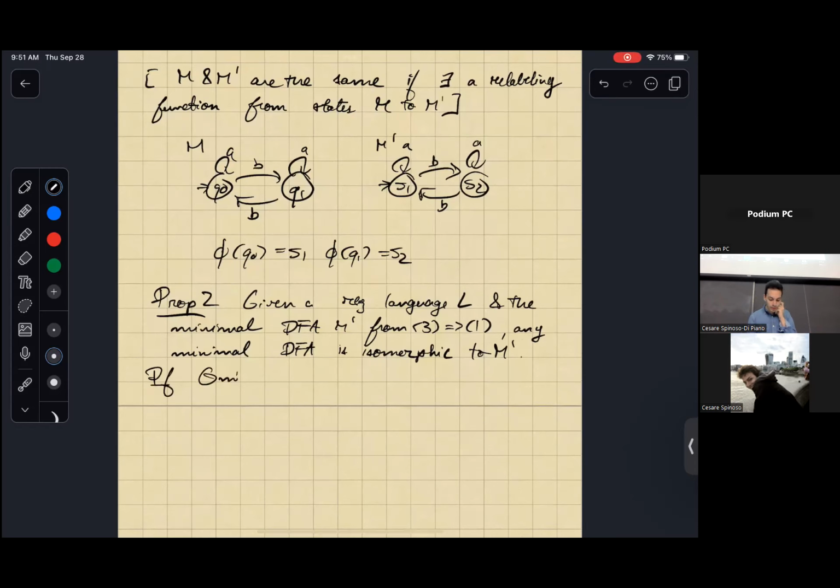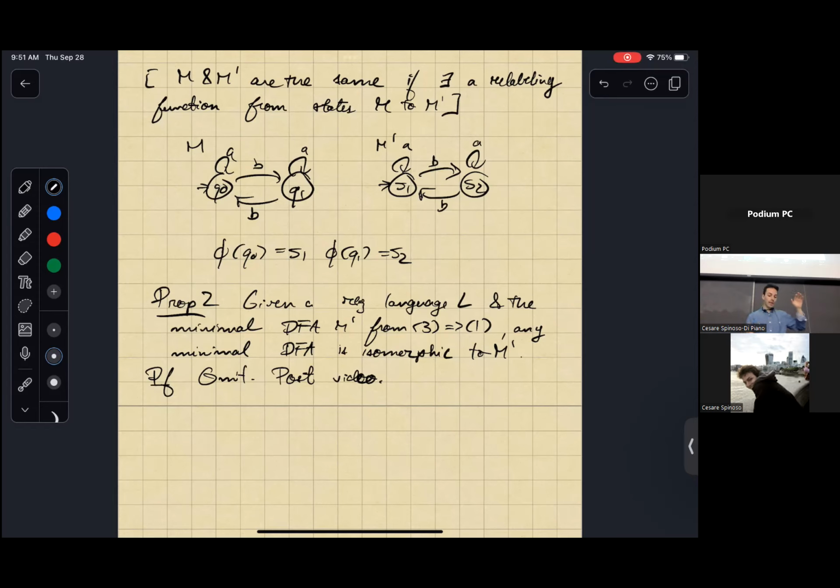I will omit it, but I will post a video. Essentially what you need to do is take any other arbitrary machine M, which is minimal and which accepts the same language as M prime, and show that there exists this relabeling function.